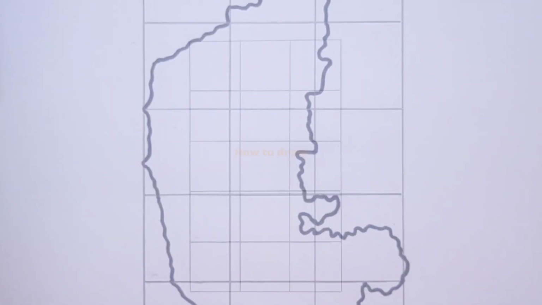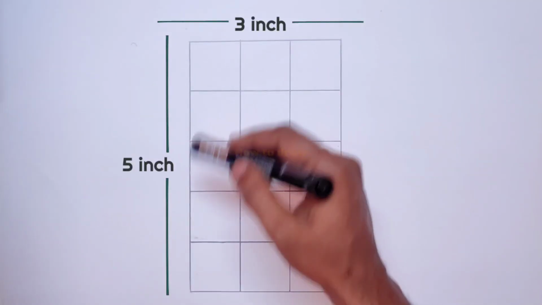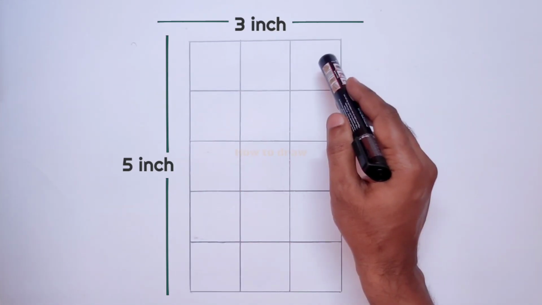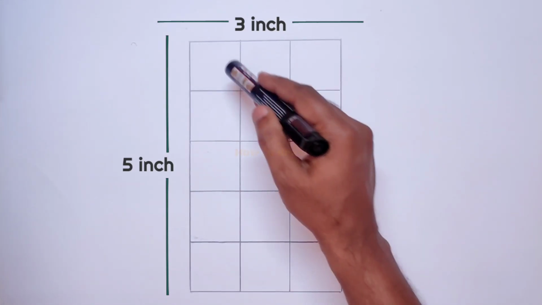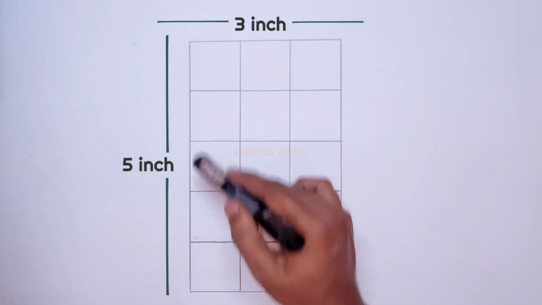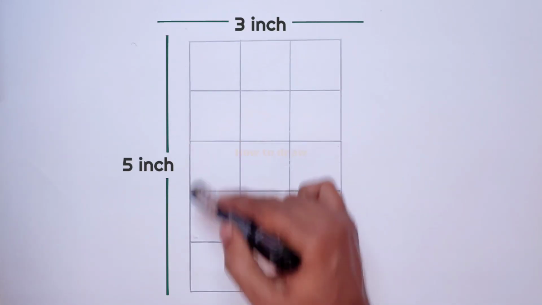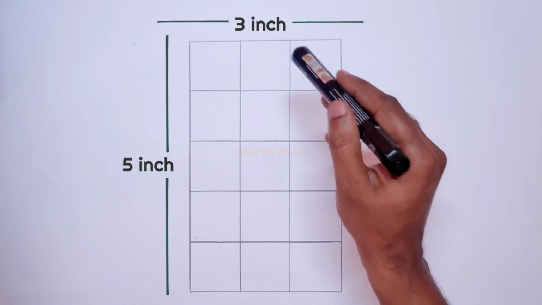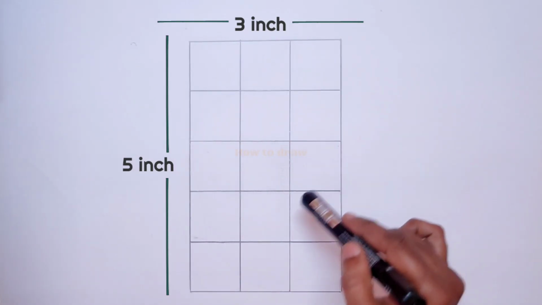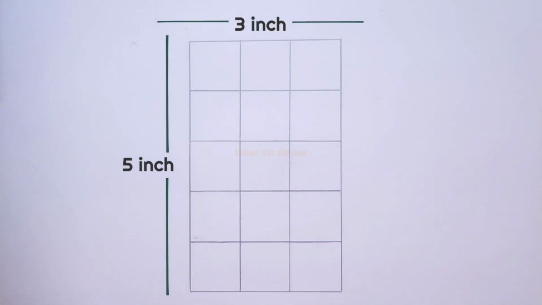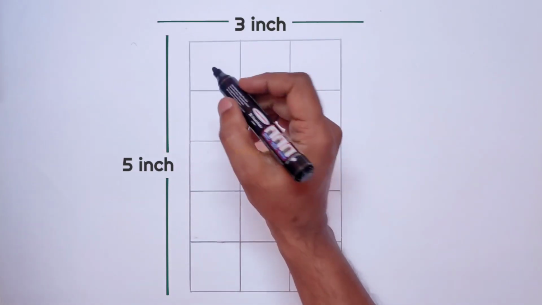For drawing, first we have to draw a rectangle of 5 into 3 inches. See, here it is 3 inches and here it is 5 inches. 1 2 3 4 5, a 5 into 3 inches rectangle we have to make. After making the rectangle, we have to make the graph like this: 1 2 3 and 1 2 3 4 5. Vertically we have to make 5 inches and horizontally 3 inches.